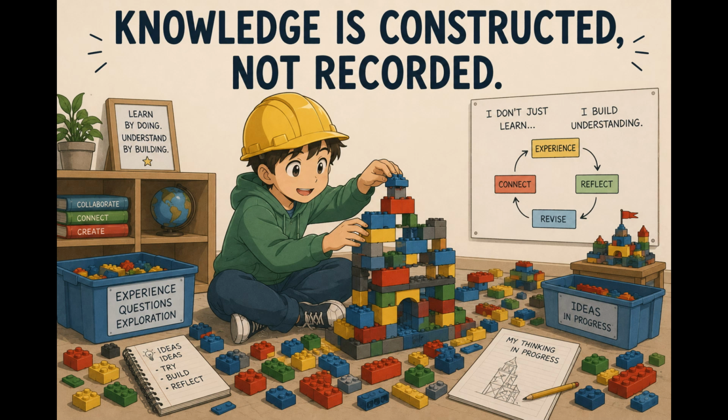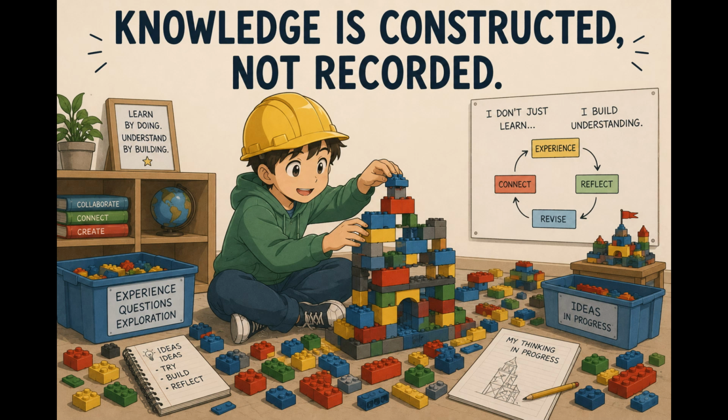Think of it like Lego. You don't build my castle, you build your own castle using your own ideas and your own blocks. This theory comes from legends like Piaget and Vygotsky. Piaget said kids build mental models, schemas, based on their experiences. When they encounter something new, they either fit it into an existing schema or create a new one.